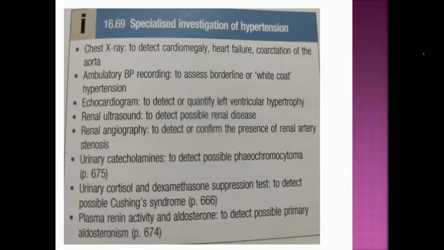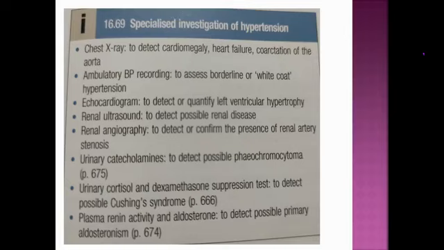Urinary catecholamines to detect possible pheochromocytoma. If the history is suggestive of pheochromocytoma, then you will do urinary catecholamines. If you suspect the patient may be suffering from Cushing syndrome from his or her appearance, Cushing white face, etc., you can go for urinary cortisol and dexamethasone suppression test. Plasma renin activity and aldosterone to detect possible primary aldosteronism.